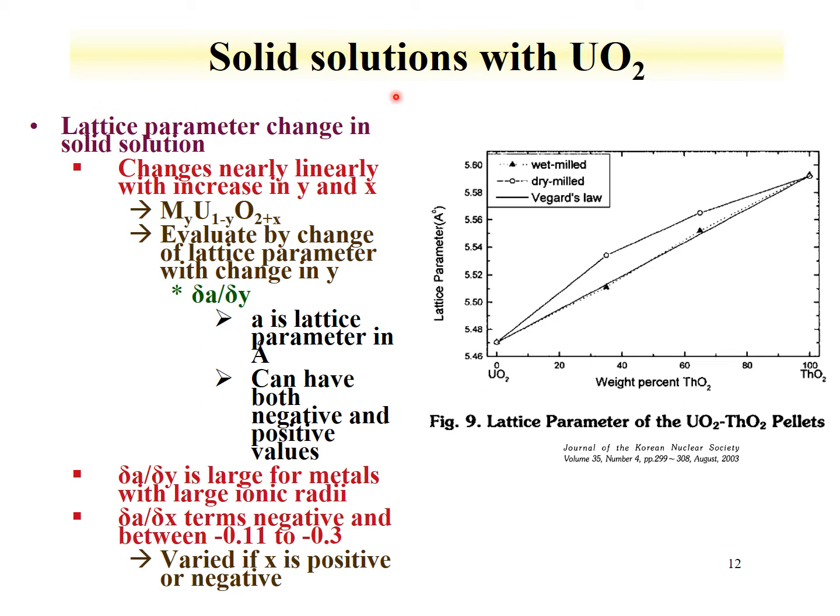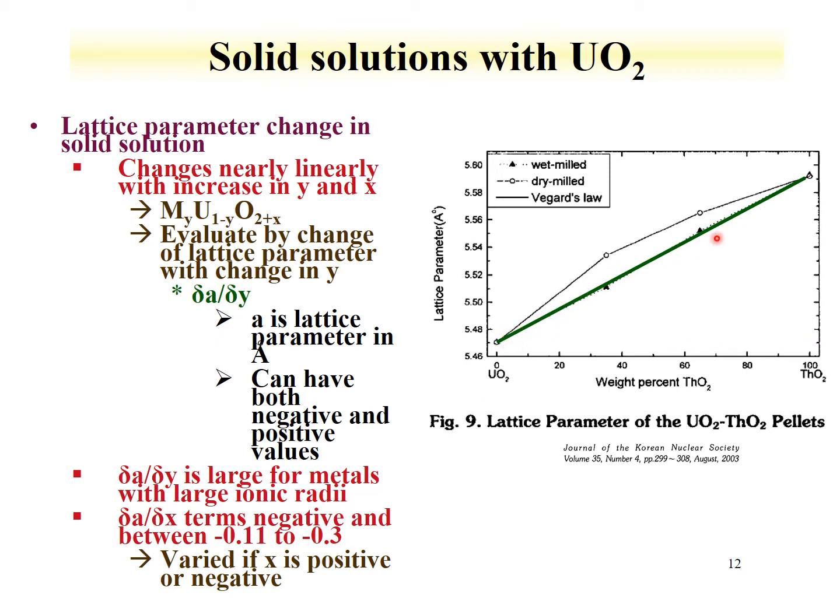As we saw in the previous slide, if we start adding components to UO2, the structure doesn't change, but the lattice parameters might. Here's an example of the lattice parameters of uranium thorium dioxide. As we see here, with this wet milled condition, there's a very linear relationship. This is called Vegard's law between uranium dioxide and thorium dioxide. This axis is weight percent thorium dioxide. So here's 100 weight percent uranium, 100 weight percent thorium.